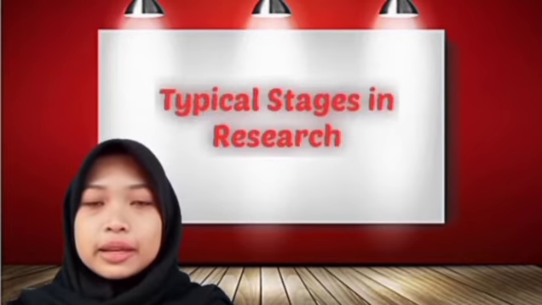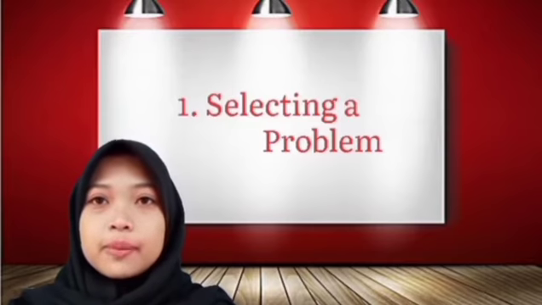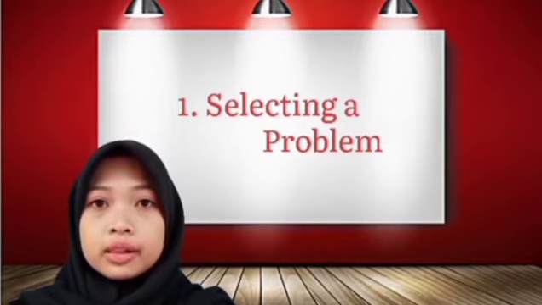Furthermore, I will explain typical stages in research. Number 1 is selecting a problem. The first step is to select the problem to investigate. The problem should be consequential enough to warrant investigation. Moreover, the answer to the problem is not already available, but the means for finding the answer are available.